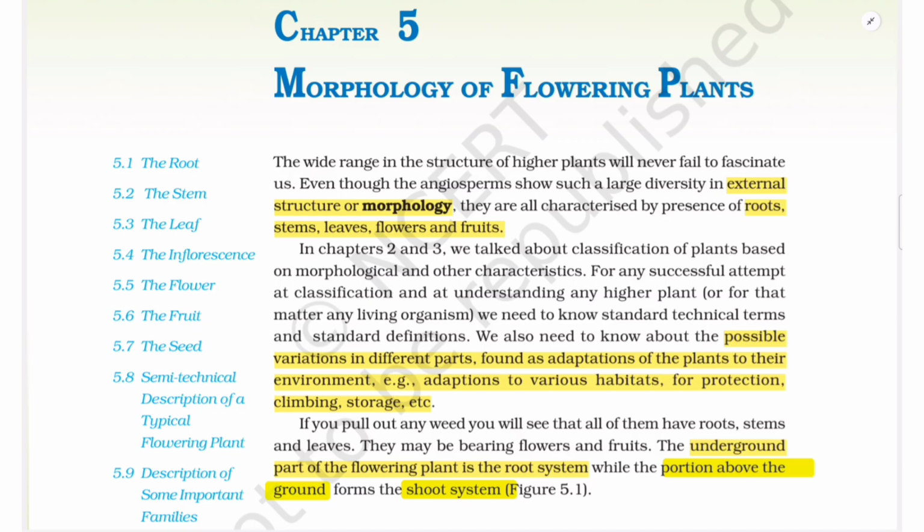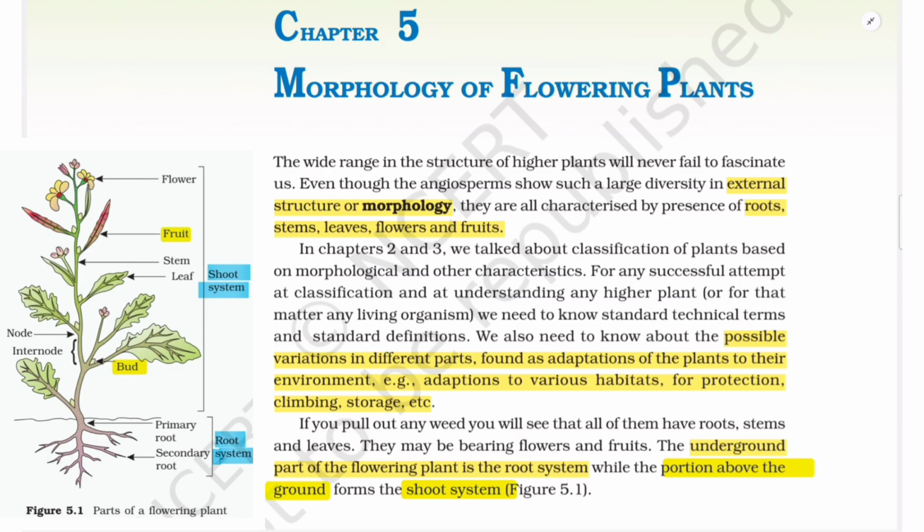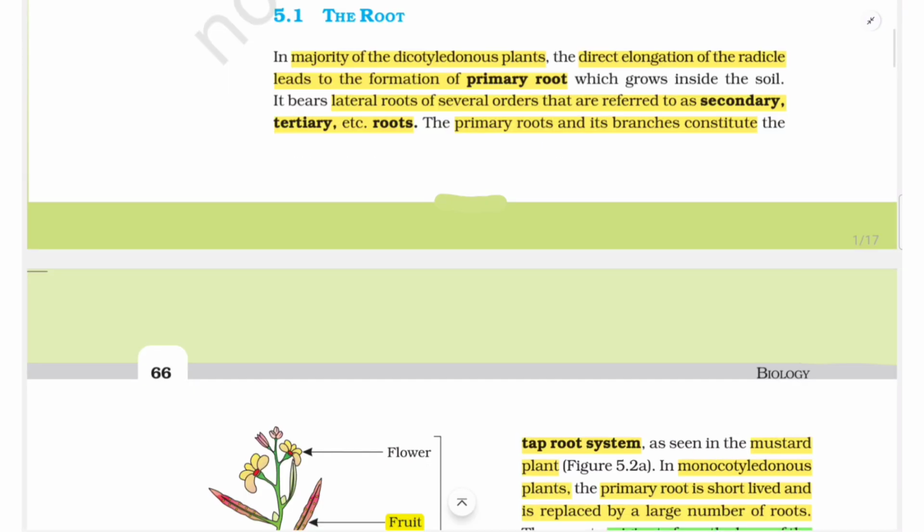If you pull out any weed, you will see that all of them have roots, stems, and leaves. They may be bearing flowers and fruits. The underground part of the flowering plant is the root system, while the portion above the ground forms the shoot system, Figure 5.1. 5.1, The Root.